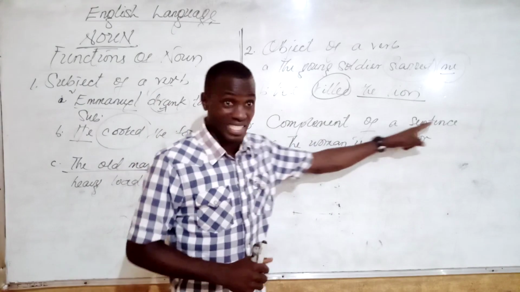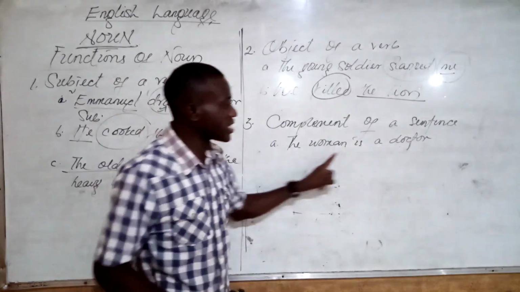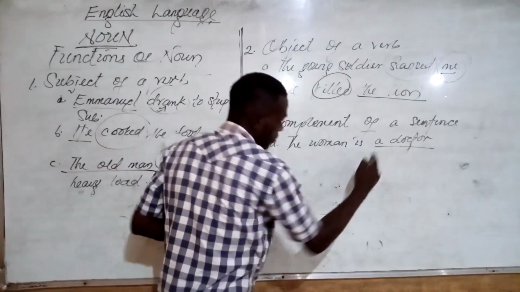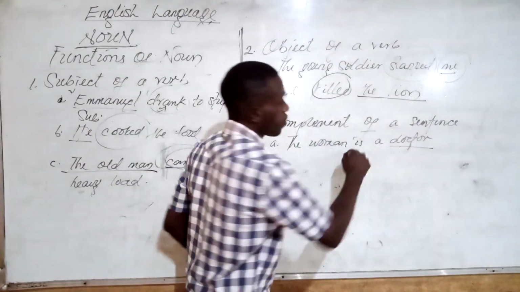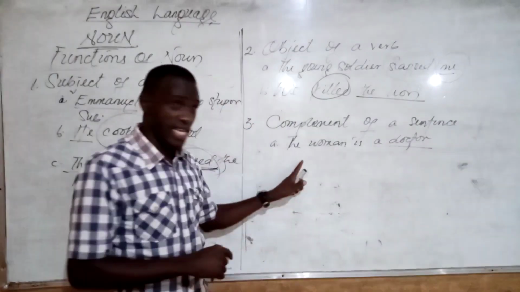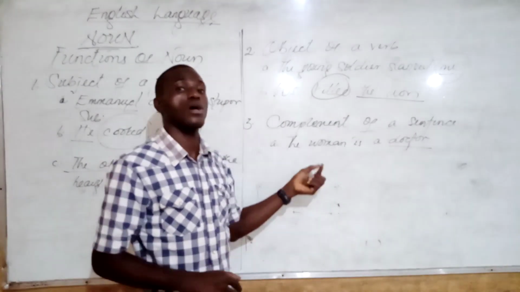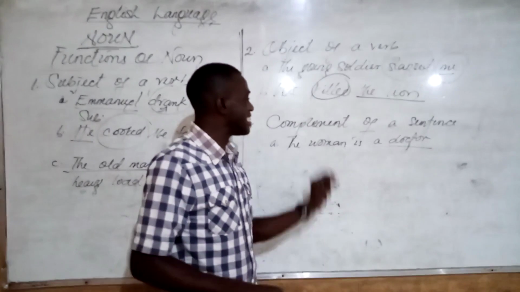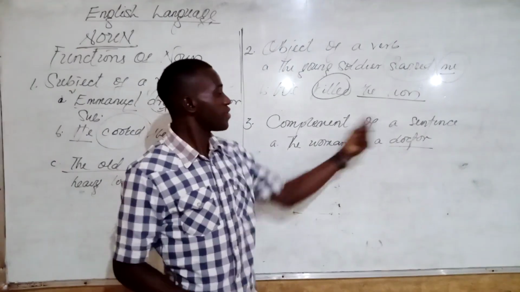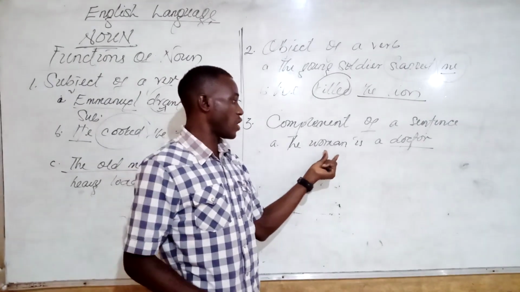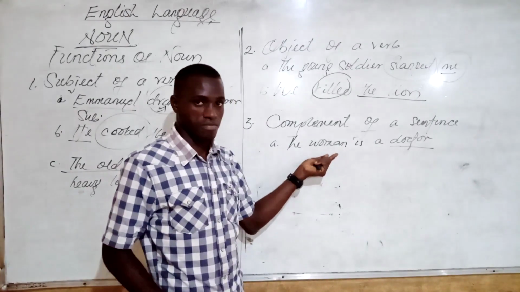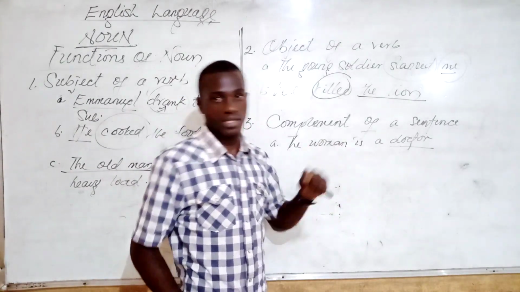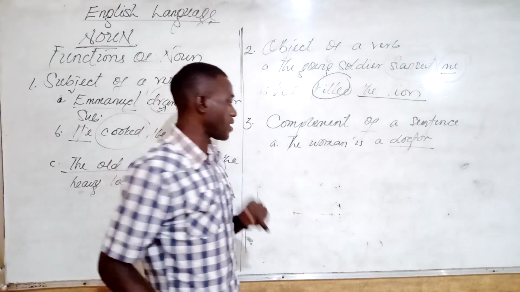A complement of a sentence. In this case, the woman is a doctor. The word doctor here, it's going to be a phrase, so let me use only the doctor. You see, doctor here is the complement of the woman. So this is going to be the complement of the subject woman. So in this case, it's going to be a subject complement. Alright, I hope that is clear.